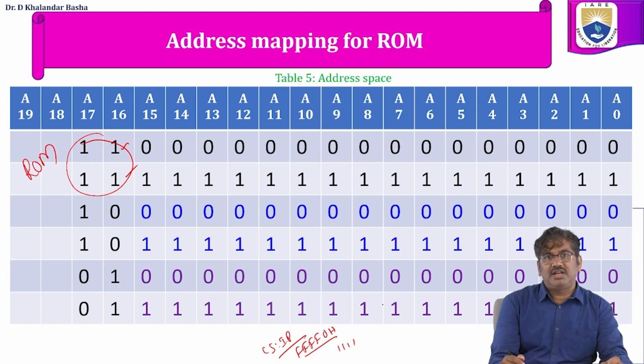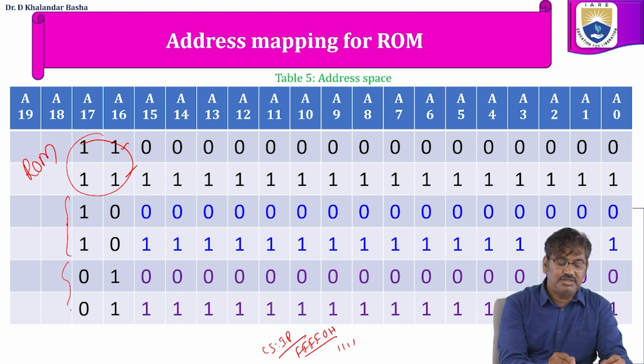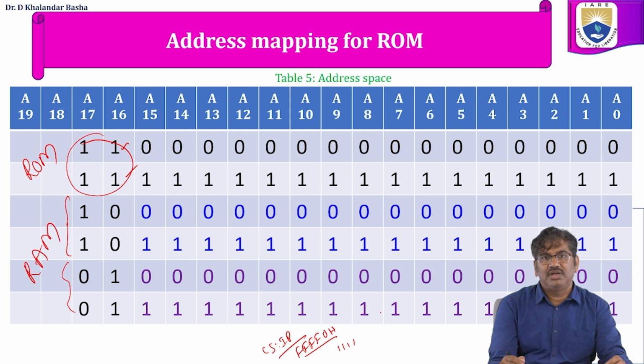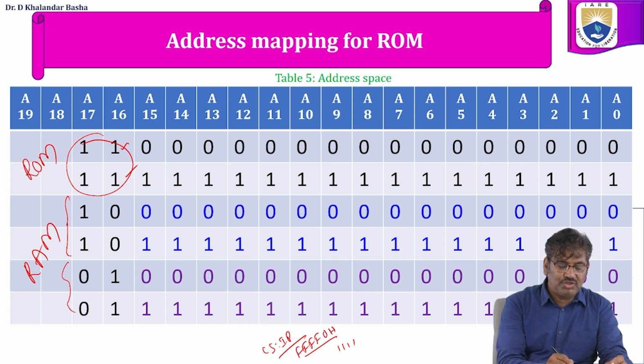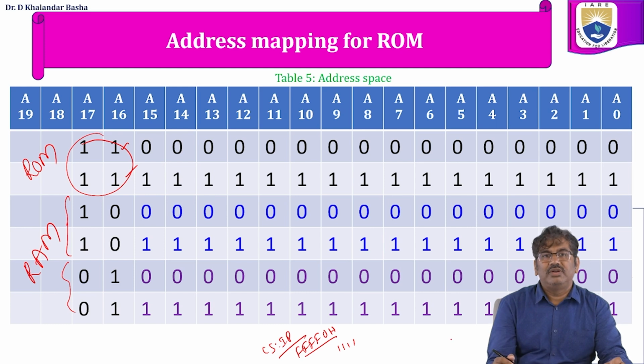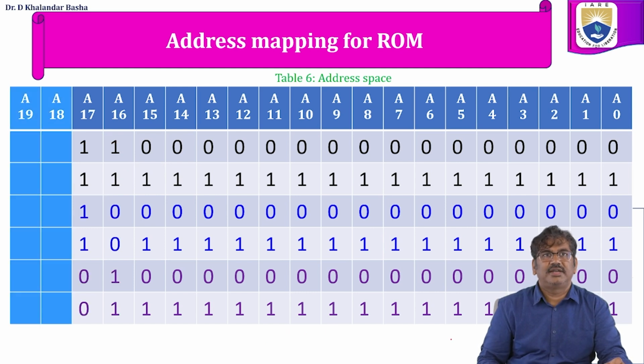What about RAM blocks? Which address space can we use? Out of the 4 configurations, 11 is utilized. The remaining 3 combinations, either 00, 01 or 10, we can use for RAM. But here, for consecutive memory locations, we are going to give the nearest values to 11, that is 10 and 01. So these spaces are used for the 4 memory chips of RAM. 00 is a don't care. Whenever these 2 bits are 0, 0, no memory chip will be selected.